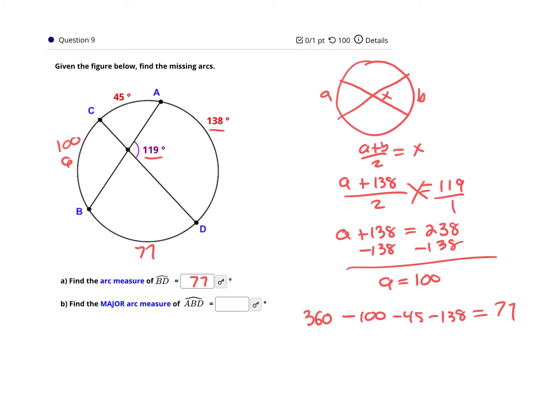Now it says find the major arc ABD. So that means I start at A, I go through B, and I go all the way over to D. Now, to find that one, I know that there's 360 degrees in a circle, so probably the easiest way is just do 360, subtract 138, and that will give me that arc there, which equals 222.